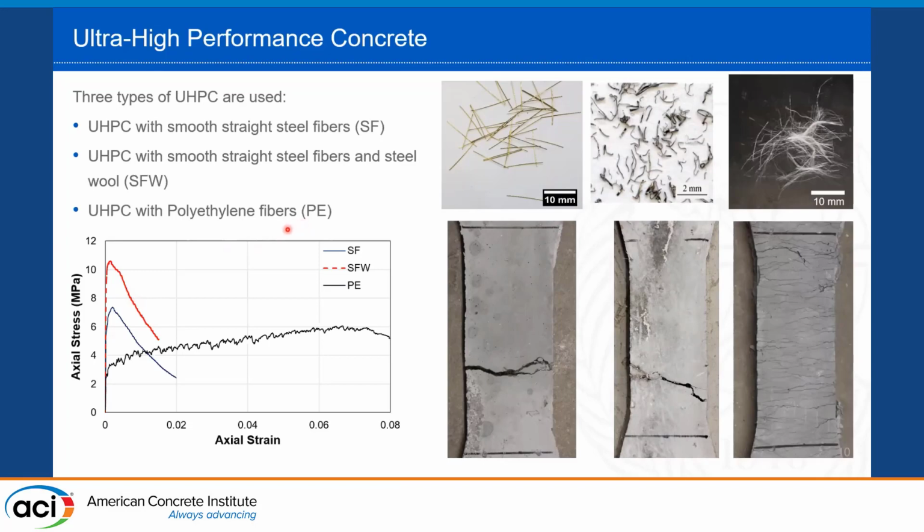The third mix is a strain hardening UHPC mix. This one uses a different matrix and polyethylene fibers. This mix has a slightly lower tensile strength, but much higher strain capacity. The goal here is to compare the three different performances. The one in blue represents the most common UHPC, the one in red represents high tensile strength UHPC, and the one in black represents strain hardening UHPC. For the rest of the presentation, for simplification, I will refer to these three materials by the name of the fibers: the first one as SF, the second one SFW, and the third one PE.